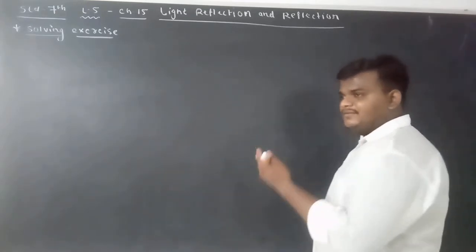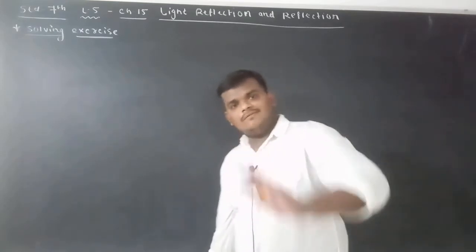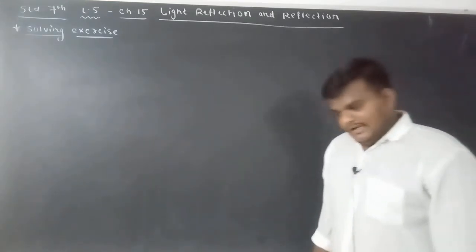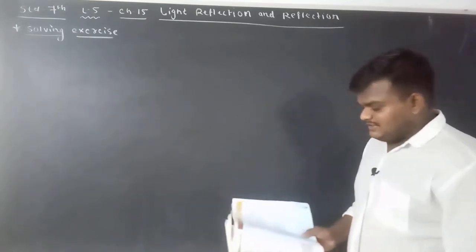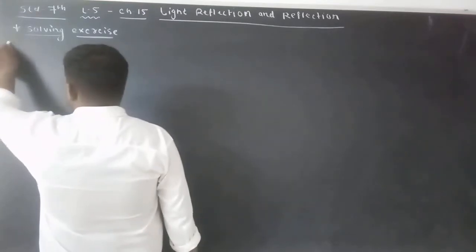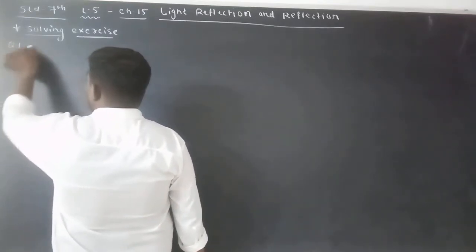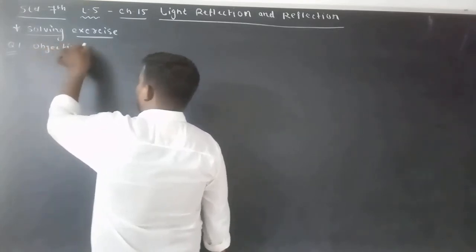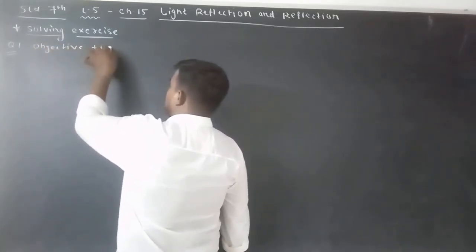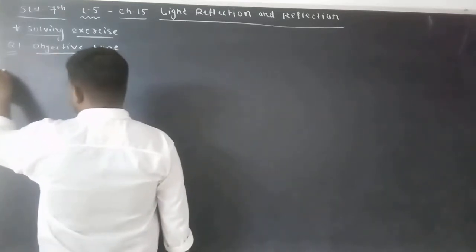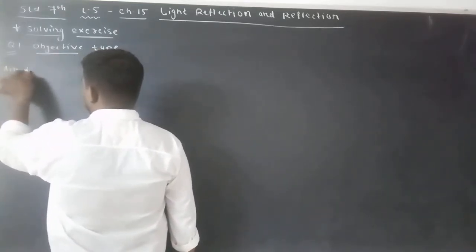So chapter number 15 is over there. Here I am going to solve the exercise. So let's look at what is given in your exercise. Firstly, question number 1, and it is of the objective type of questions. Objective type of questions means MCQ type. So I am writing here the answer of the first question.